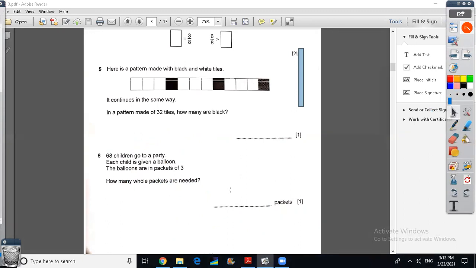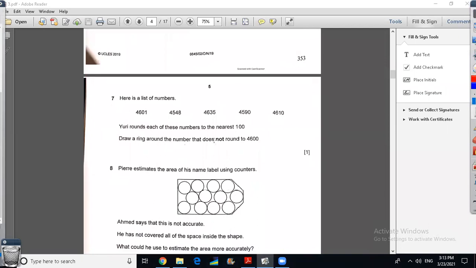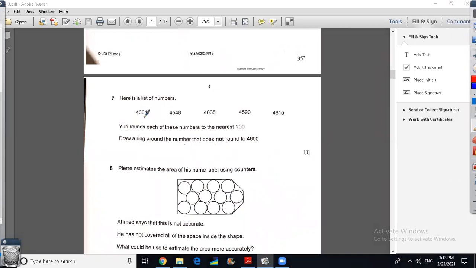Let's continue. Here is a list of numbers. Uri rounds each of these numbers to the nearest 100. Draw a ring around the number that does not round to 4,600. If I round this to the nearest hundreds, it is going to be 4,600. I cannot take it. They want not. Look at this. They said does not round to 4,600. If I round these to the nearest 100, they're going to be 4,600. The only one that rounds to the nearest 100 as 4,500 is this.